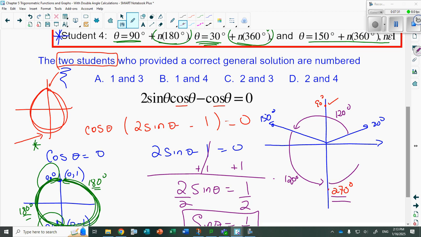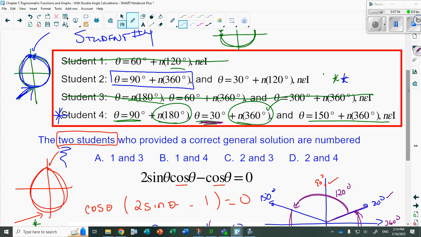Watch this. If I add 120 degrees to 270, I get 390 degrees, which is, guess what? If this is 360, guess what? There's my 30 degrees. So all I have to do is say at 30 degrees, keep adding multiples of 120. Oh my goodness, look at that, eh? So look, I started at 30 degrees and I'm adding, oh, this one here. I'm starting at 30 degrees and I'm adding multiples of 120. So the two proper answers are student 2 and student 4.